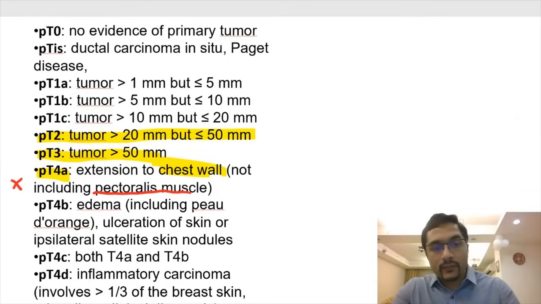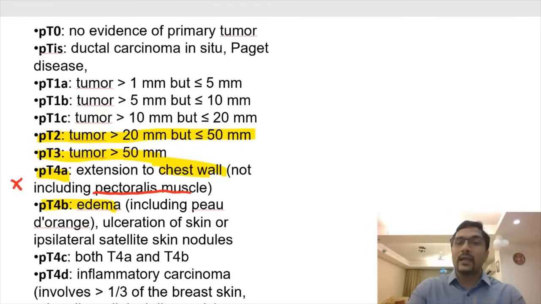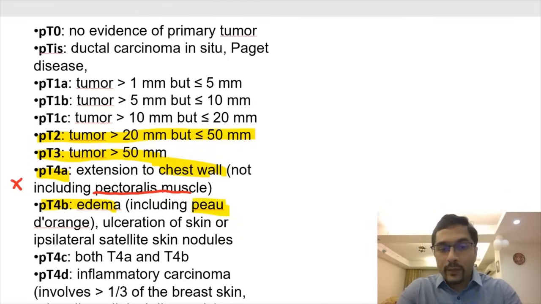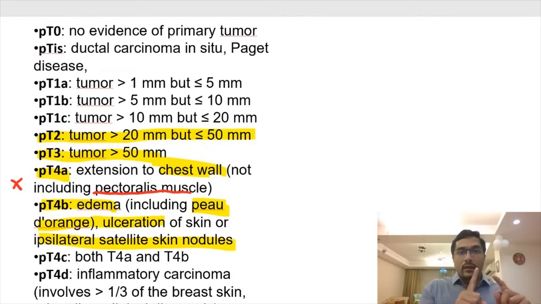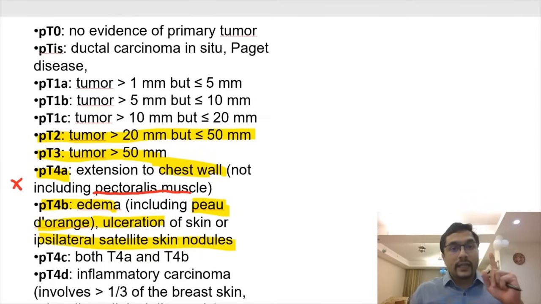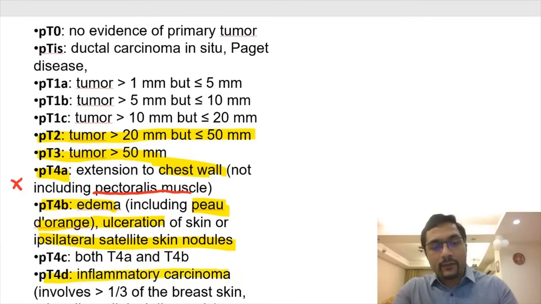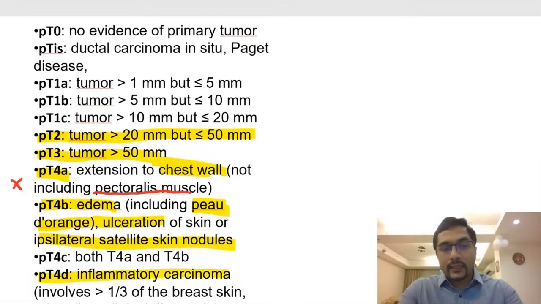T4B is involvement of the skin, and only 3 things classify as skin involvement: orange peel appearance or peau d'orange, ulceration, and satellite nodules. Retraction and dimpling are not signs of skin involvement. Please remember this. And T4D is inflammatory breast cancer. So this is the T staging. You should know this by heart.